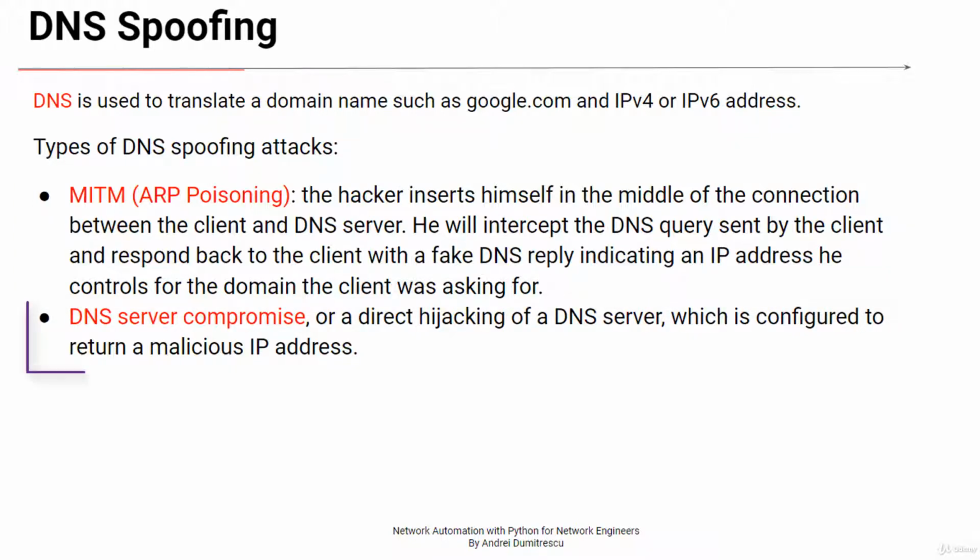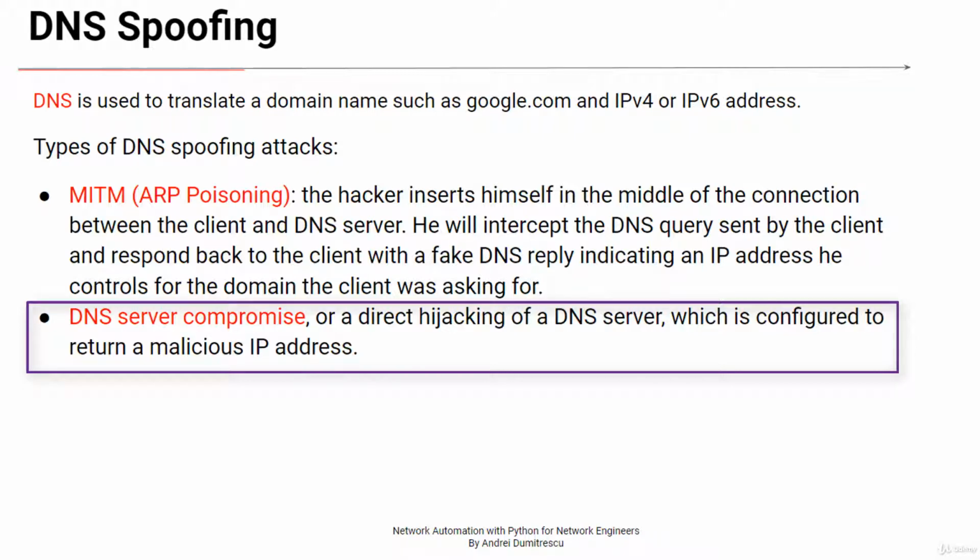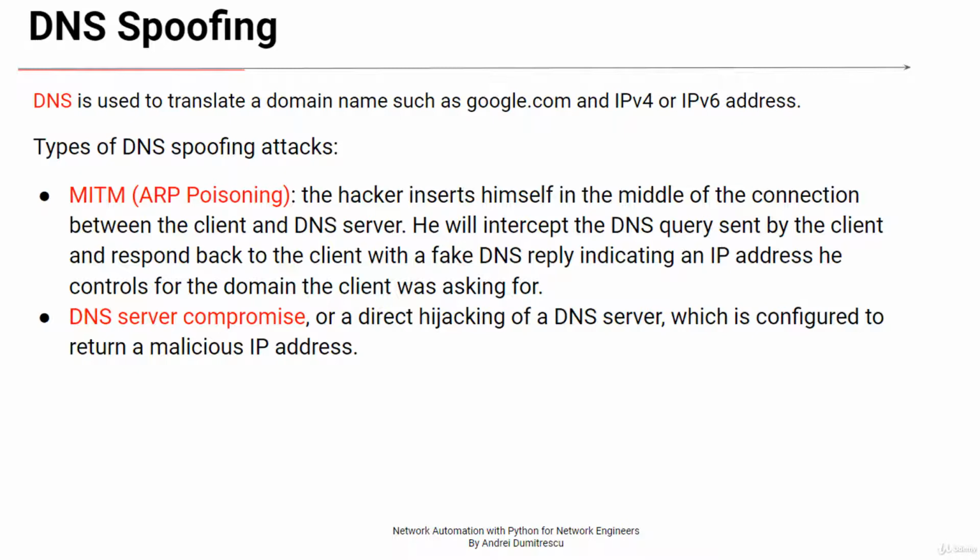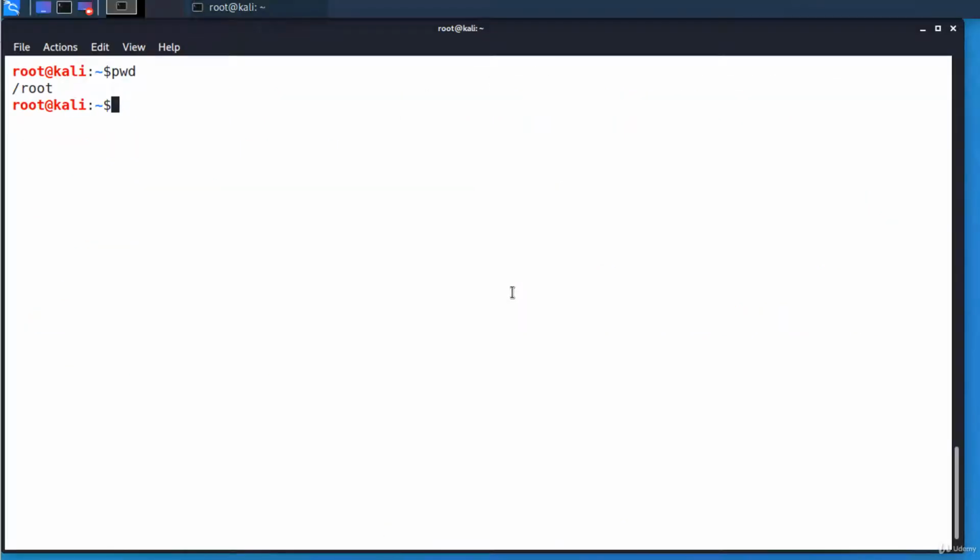And the second type of attack means a DNS server compromise or a direct hijacking of a DNS server which is configured to return a malicious IP address. In this video, I'll show you how to successfully execute a DNS spoofing attack using ARP poisoning and Bettercap. Let's launch the attack. I'm starting Bettercap as usual.